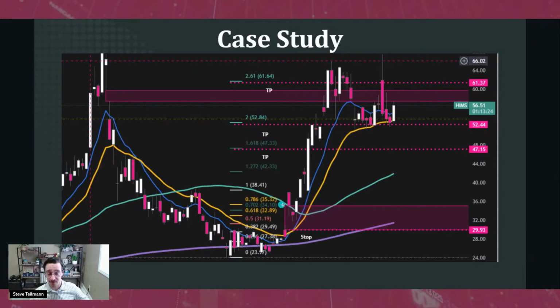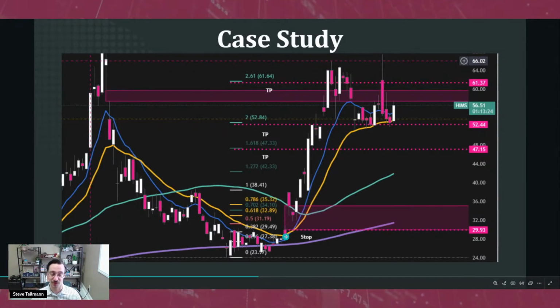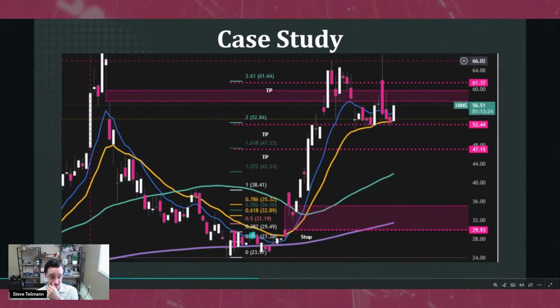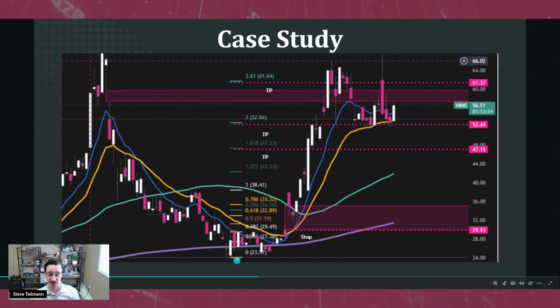So we get in on this gap reclaim and then boom, it's just off to the races, right? So what are we doing? First off, we're measuring the base that it broke from. So I was a little conservative in the base here. There are other ways you could possibly frame this, but for me, the base was basically just this little area.